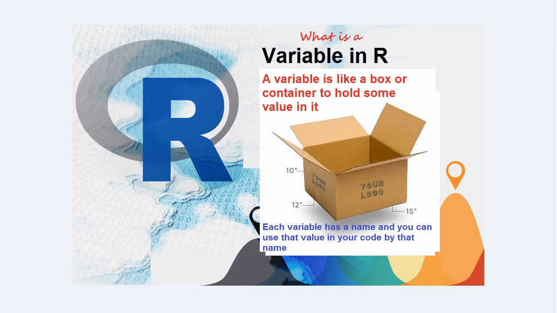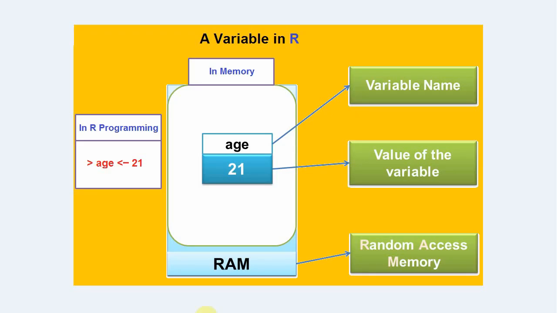Now let's see a variable in computer's memory. So you can see here, this is computer's RAM or random access memory, and this is variable age. This is variable name age, and in this box of age you can store any number. Here we are storing number 21. So this is the value of this variable and this is RAM. In our programming, at our prompt we write it as age is assigned 21. This is called assignment operator. I'm going to explain this one.